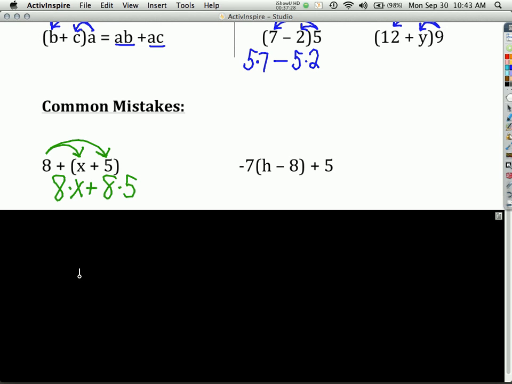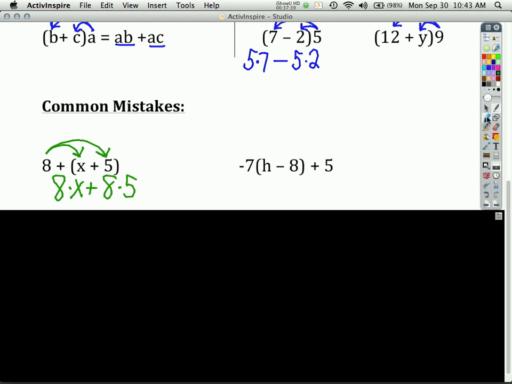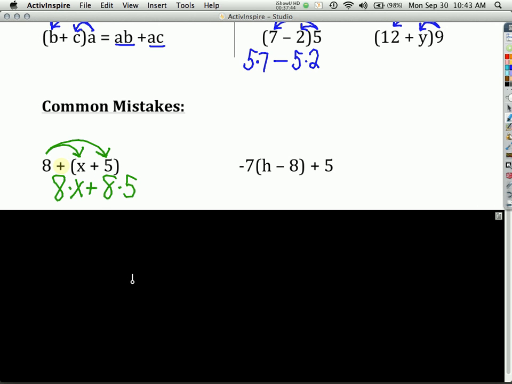DeAndre? You're not supposed to multiply the 8 times x and 8 times 5. Why not? Because there's an addition sign. That's right. That was a fantastic explanation. There's an addition sign right here, and that actually means that this is not distributive property. This is distributive property. This is distributive property. This is distributive property. This looks like it, but because there's an addition sign right here, this is not distributive property, and you cannot do this.